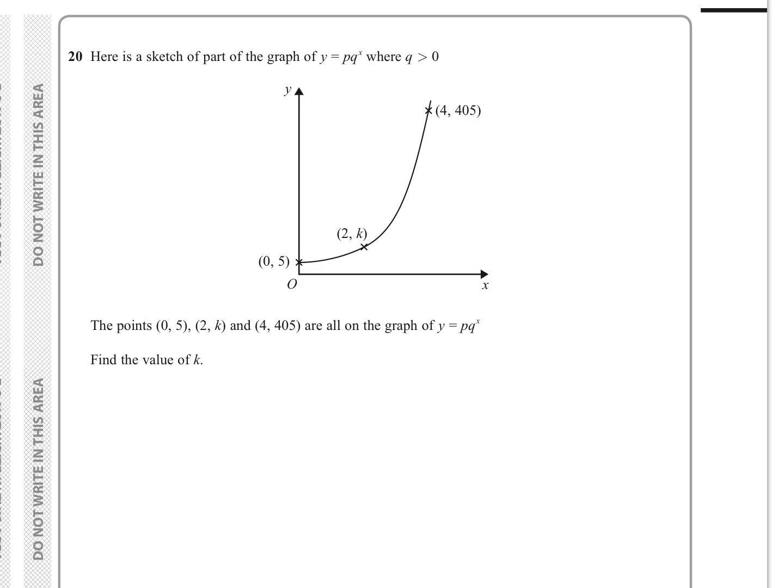Question 20. Here is a sketch of part of the graph of y equals p times q to the x, where q is greater than 0. Now don't confuse that with pq to the power of x, because that's a whole different graph. So we're given some points here. These two especially are important because they will help us find the value of k quite quickly. So we know, for example, that when x is 4, y is 405.